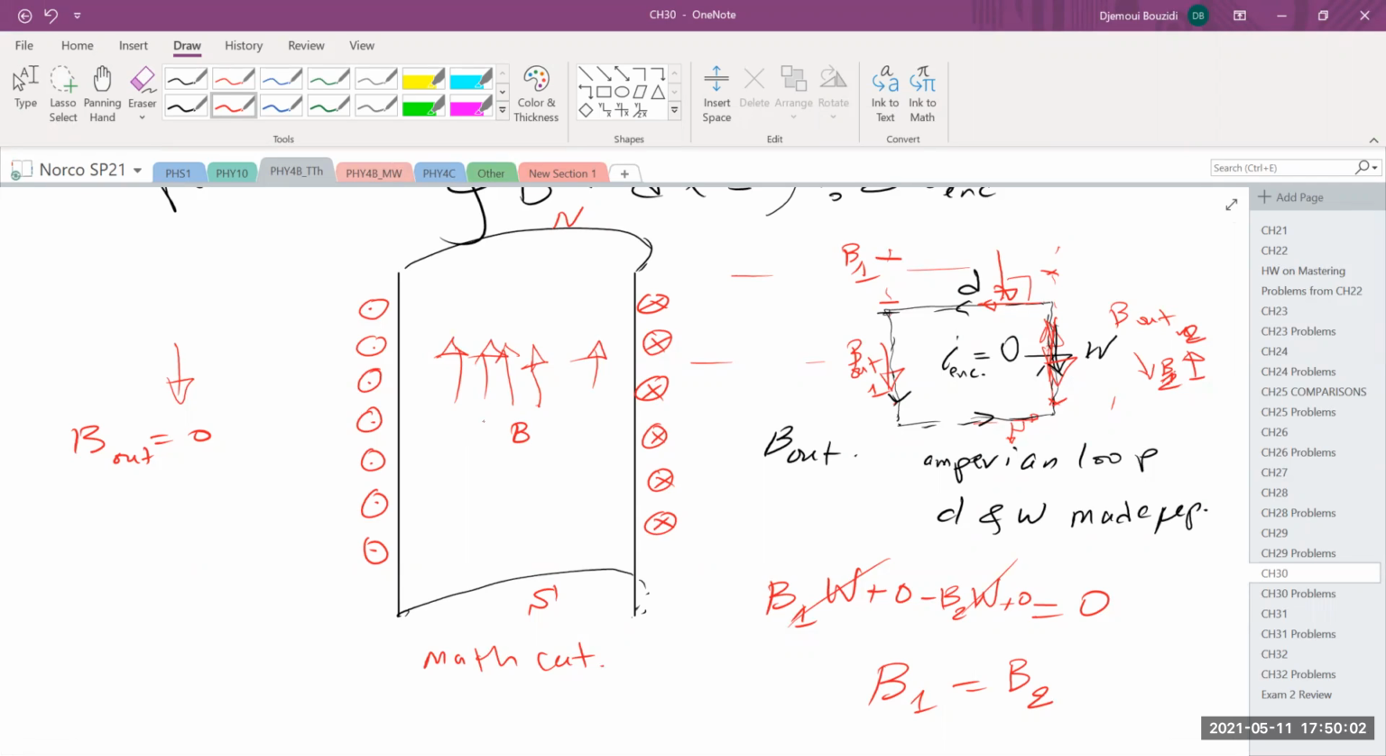So let's do that then. Let's take another Gaussian, I'm sorry, my mind is still in Gauss's law. Amperian loop. And here is the Amperian loop I'm going to choose now. I know the value outside is 0. I just made the case for it. So B out in here is 0.